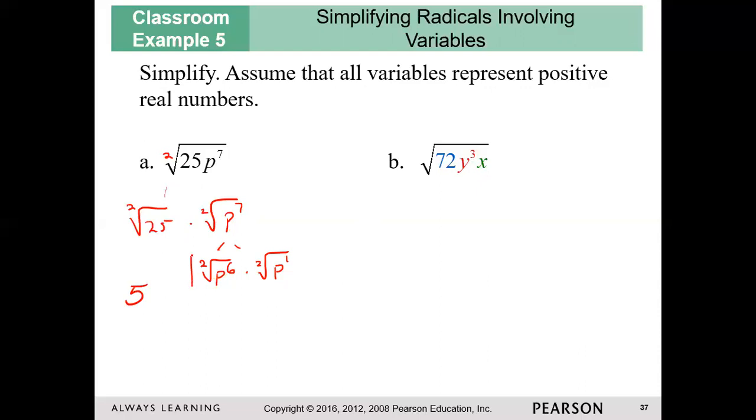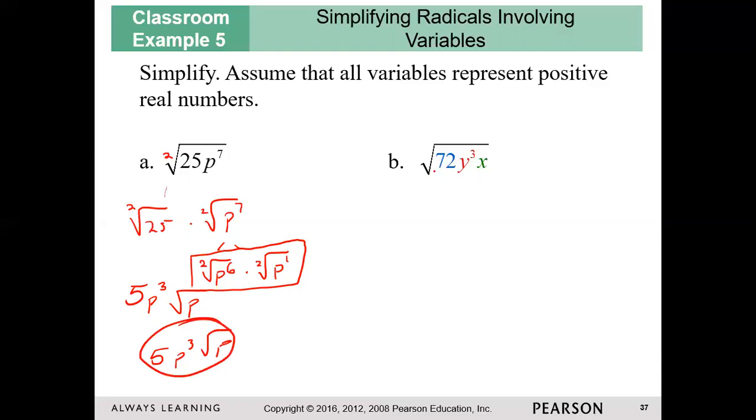So again, I'm just rewriting the way that this thing looks. It started off as the square root of p to the 7th, but now it's the square root of p to the 6th times the square root of p to the 1st. And we can apply that rule that we learned earlier, which says take this exponent and divide it by your index. And that's going to give you p to the 3rd power. And then there is nothing that you can do with this, so it's the square root of p. And I'll write it down here a little bit cleaner as a final answer there.